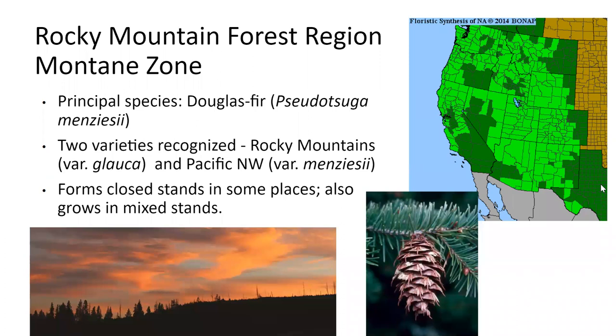So the principal species is Douglas fir, Pseudotsuga menziesii, which you can see has a really extensive range throughout the West, also an incredibly valuable commercial species. There are two different varieties that are recognized. In the Rocky Mountains, we have Pseudotsuga menziesii var. glauca, and in the Pacific Northwest, we have Pseudotsuga menziesii var. menziesii, so that's up here. It forms closed stands in some places, but it also grows in stands that are mixed with other species.